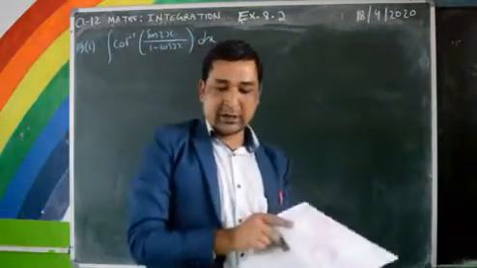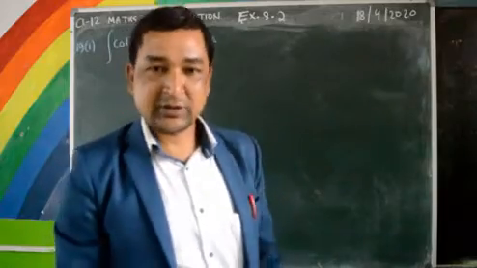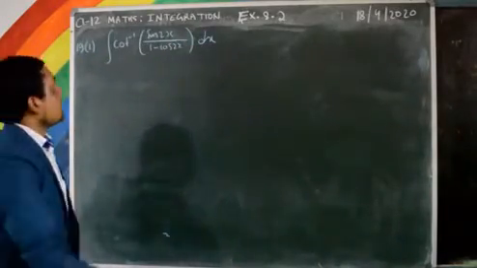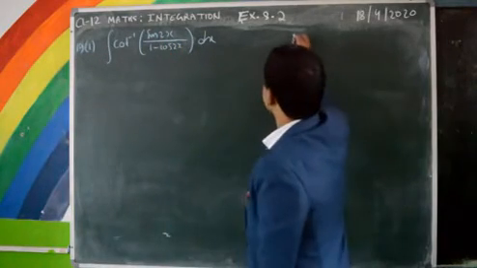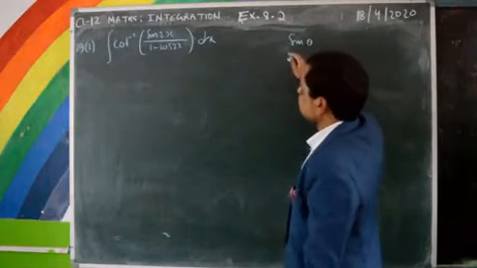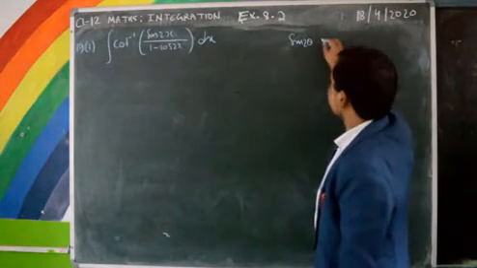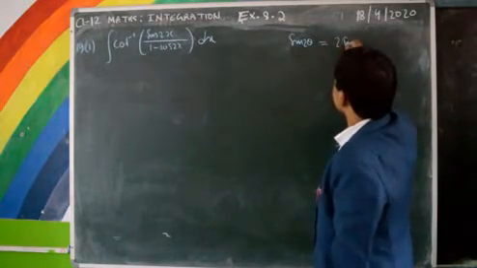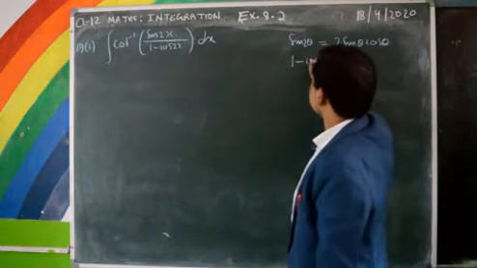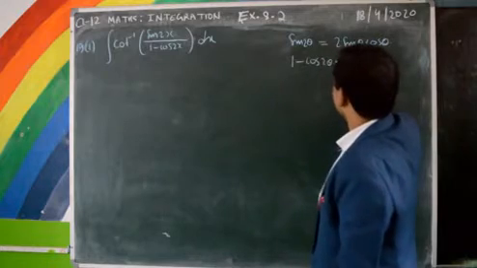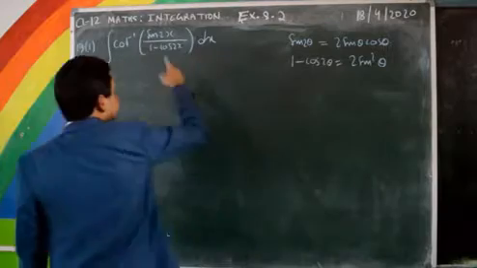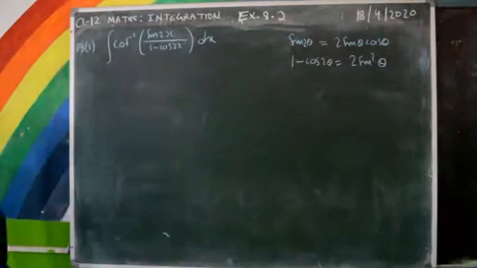There is no direct formula in integration. Always simplify the question first. After converting to a simple form, only then can you use the formula. Sin 2x is there; sin 2 theta means 2 sin theta cos theta. Similarly, 1 minus cos 2 theta means 2 sin square theta. Now we'll use these formulas to simplify this expression.